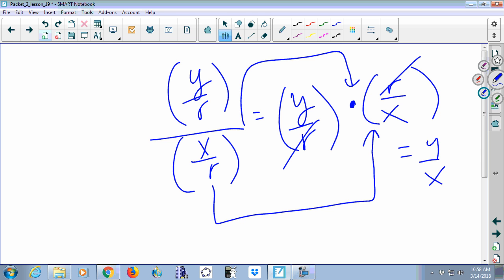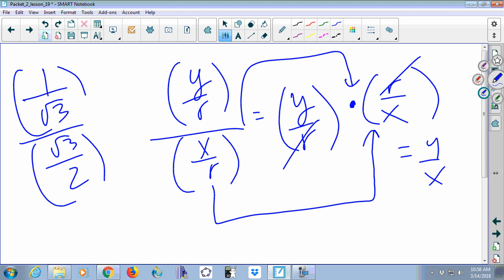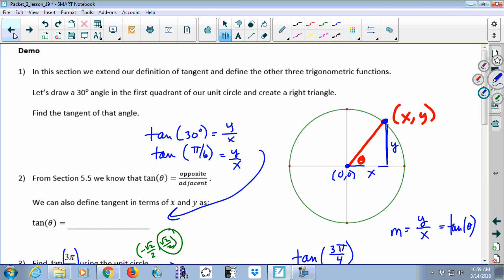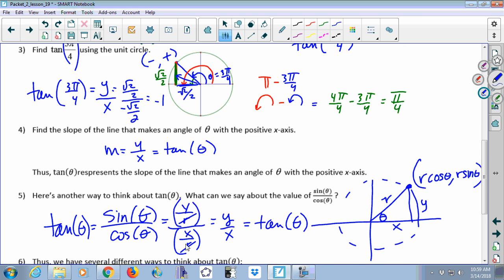So you're going to have lots of problems that look like this kind of thing, and you're going to have to simplify. So that's why you need to know how to deal with fractions. So this would be 1 over the square root of 3 times 2 over the square root of 3, which is 2/3. So just make sure you have that little arithmetic fact somewhere in your homework because you'll be using it quite a bit if you don't already have it down.